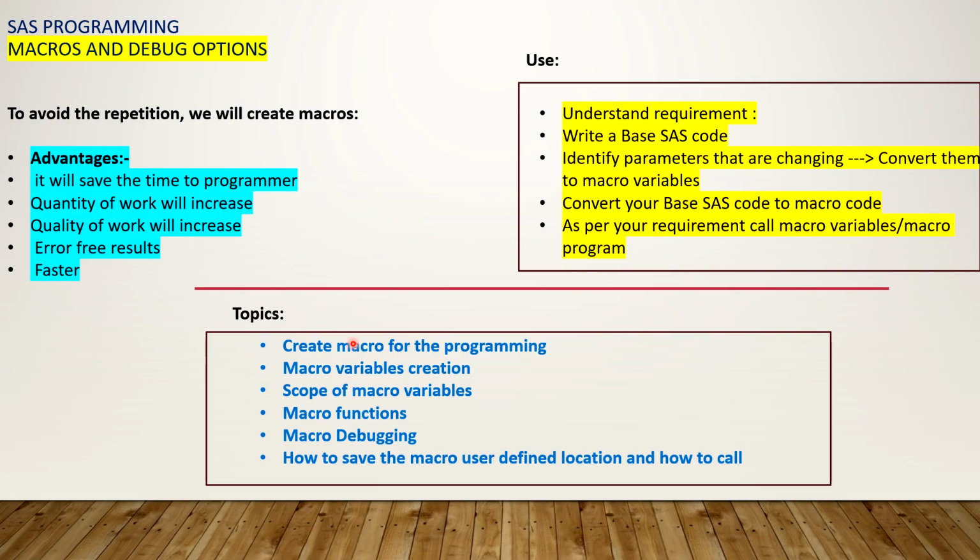Okay. So in this macro programming topic, we are going to cover how to create macro programs, as well as macro variable creation. What are macro variables and how do we create them? Then the scope of macro variables, as well as macro functions and macro debugging options, and how to save macros in a user-defined location and how to call them. If we create macro programs or macro variables in your PC or another location, then how we need to call them, we'll discuss.